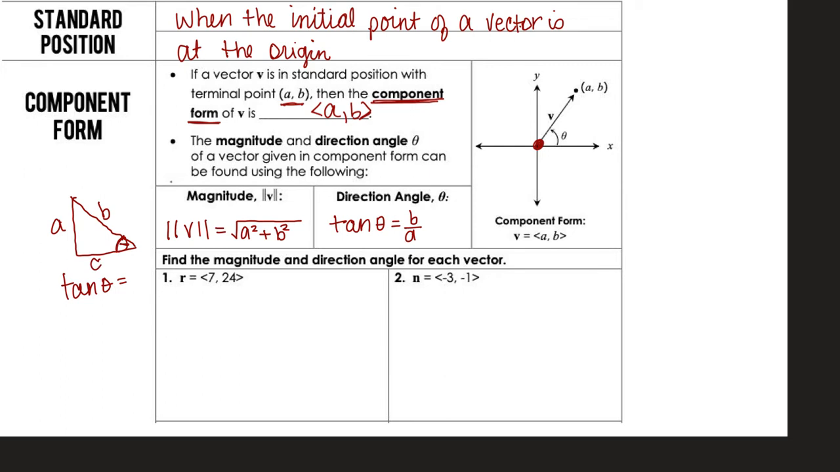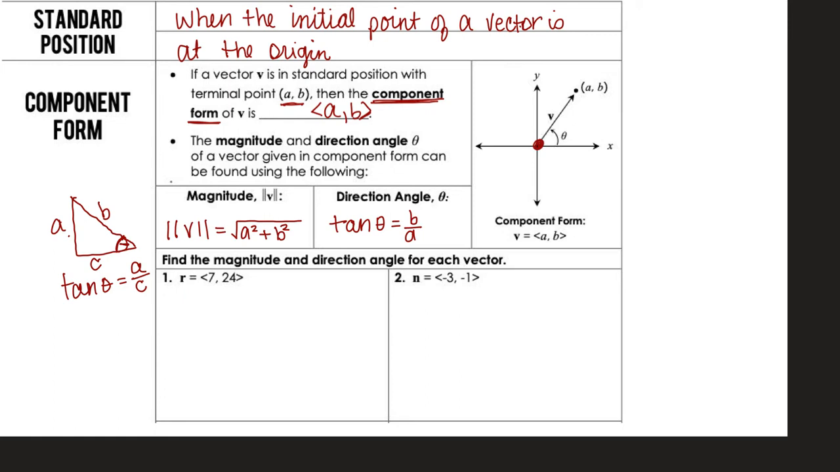Tangent of theta is going to be what? Opposite over, not hypotenuse. Good, you're close. It is opposite over adjacent, isn't it? Okay. So that's what's going on here.